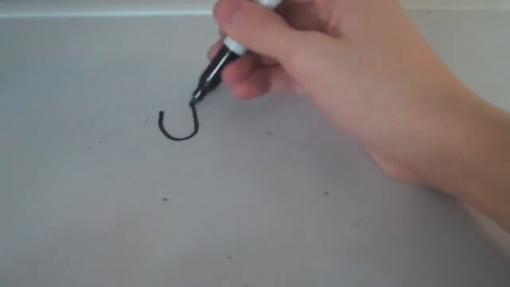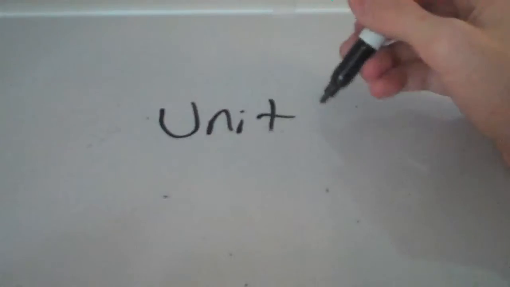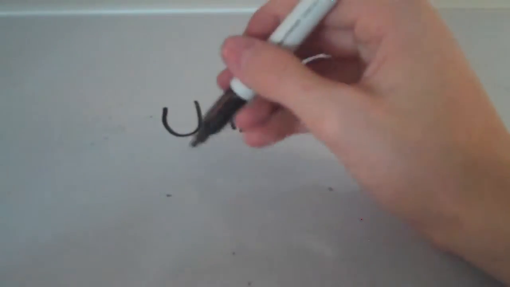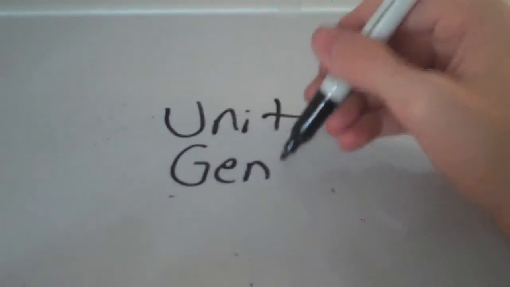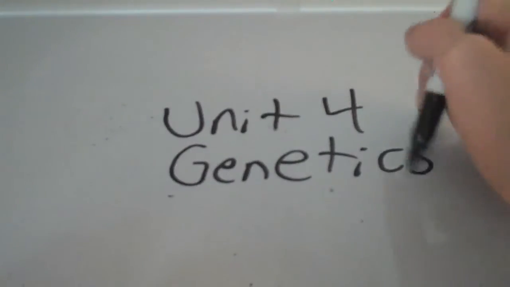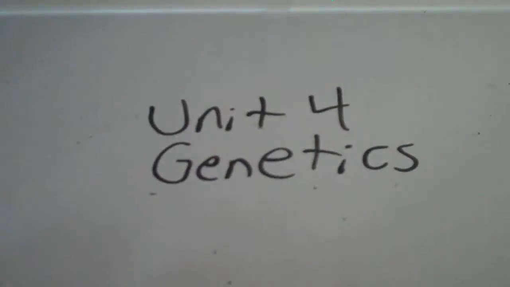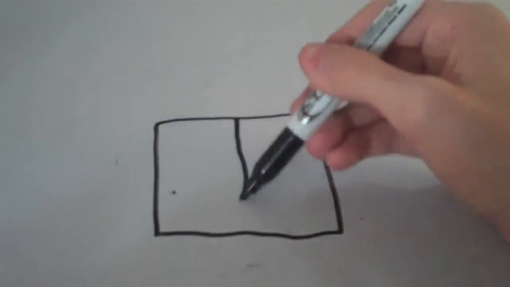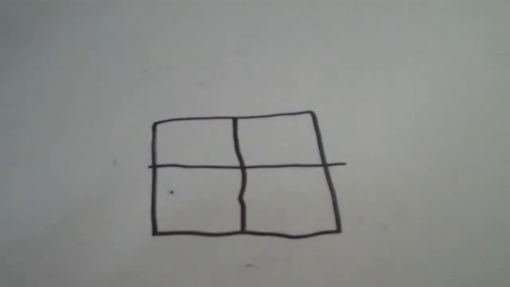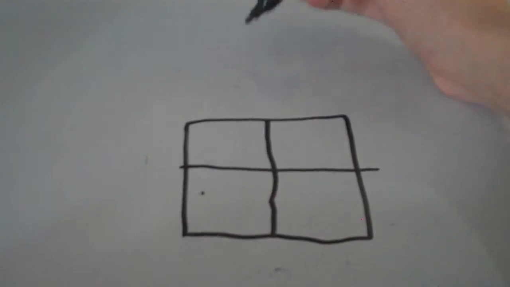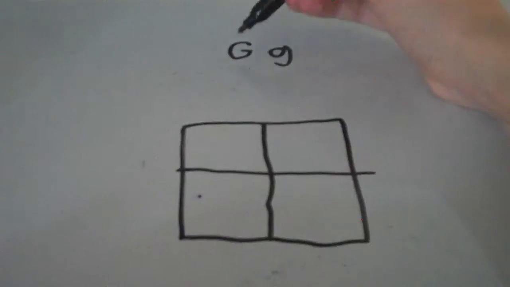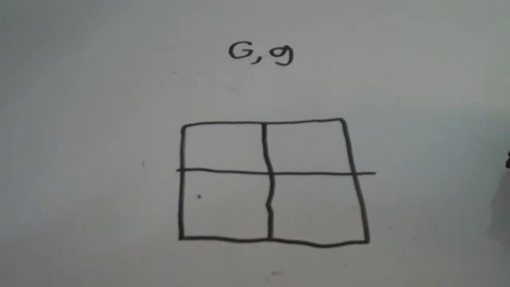Now we're moving on to Unit 4, genetics. Genetics and heredity go hand in hand. Heredity is the passing of traits from a parent to its offspring. We will be looking at a Punnett square. A Punnett square is a chart that shows all possible genotype outcomes if the genotypes of the parents are known. When looking at a genotype, we have to look at whether it's a dominant trait or a recessive trait.